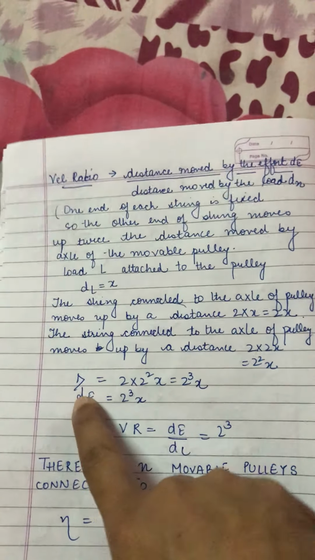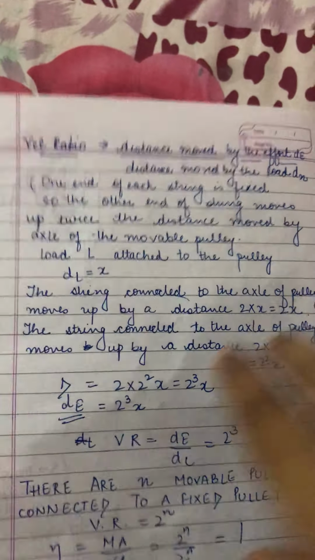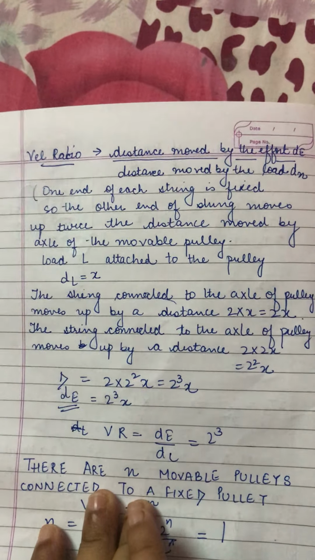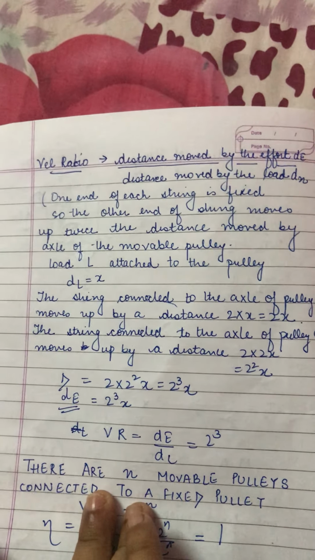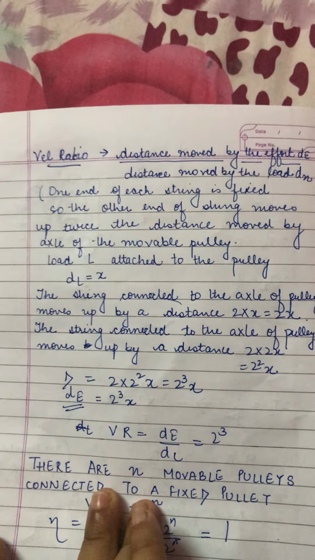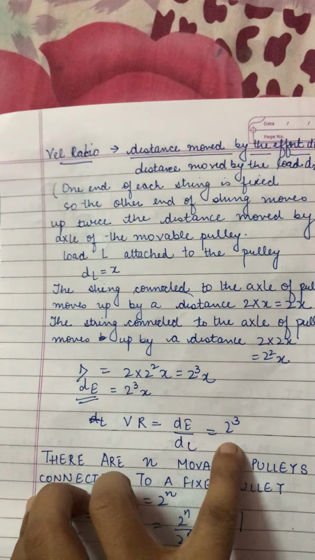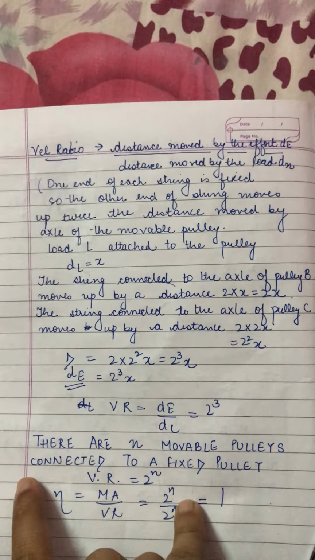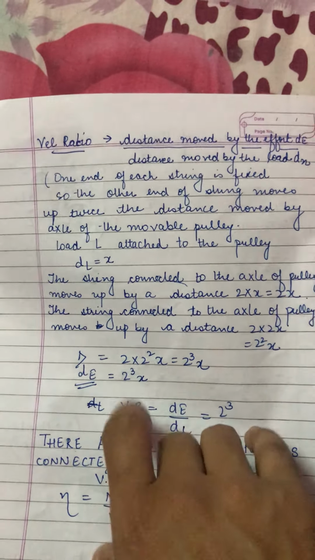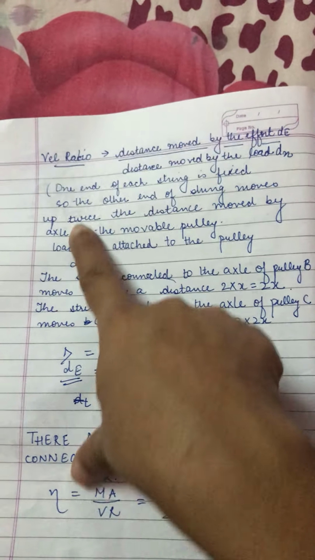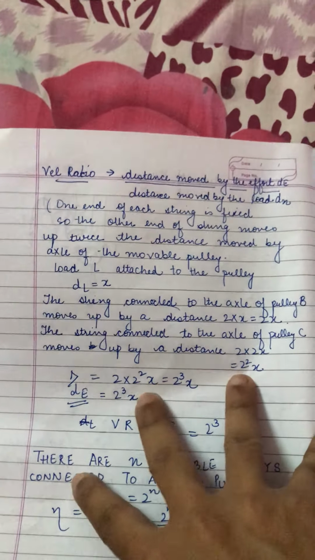But the simple thing is there, one end of the string is fixed. So that's why the whole of the movement will be only towards the other end of the string. So that's what we are having here. The velocity ratio is also coming out to be 2 cube. If there are n movable pulleys connected to a fixed pulley, V is equal to 2 to the power n. Just read it thoroughly from a book. If you are having any doubt regarding velocity ratio, to visualize this thing, you can ask again.